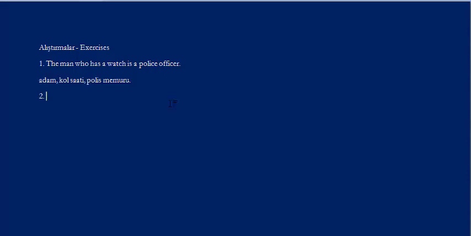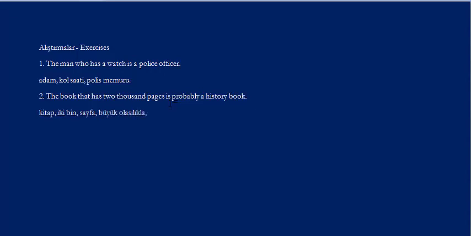Second exercise, second sentence is the book that has a thousand pages, or 2,000 pages, is probably a history book. Okay, so book is kitap, and 2,000 is like this. I couldn't even type it, damn it. Anyway, 2000. Pages, sayfa. Probably is büyük olasılıkla. Probably. History is tarih. And book is kitap. So it's tarih kitabı, third person, two nouns, so tarih kitabı. Okay.